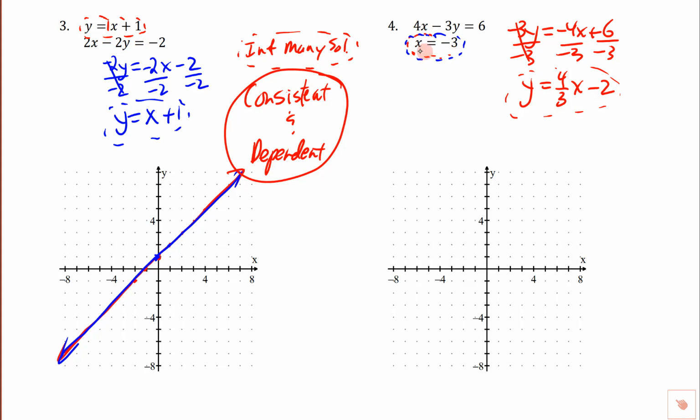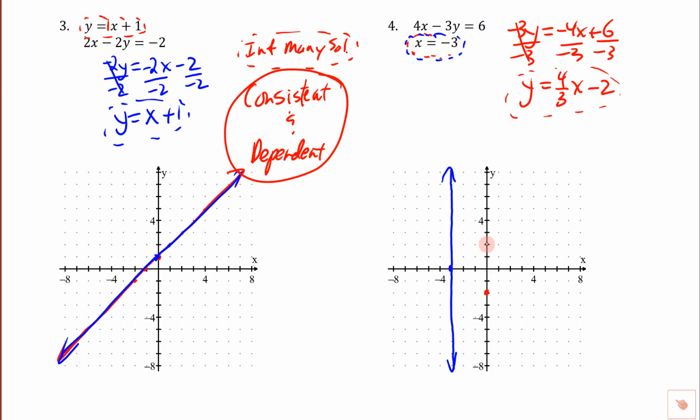X equals a number, when you only have one variable, it tells you which axis you cross. So we're going to cross the x-axis right here, and that's the only axis that it crosses. So it's got to be a vertical line. X equals a number is a vertical line. Remember, it's straight up and down. There is no slope, or we say the slope is undefined for that. And then this one crosses at -2 and has a slope of 4/3.